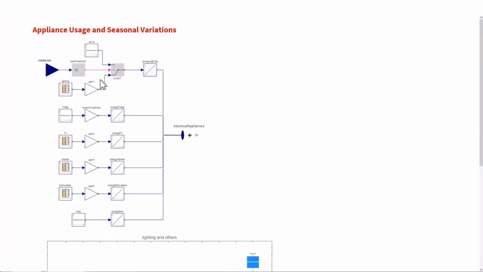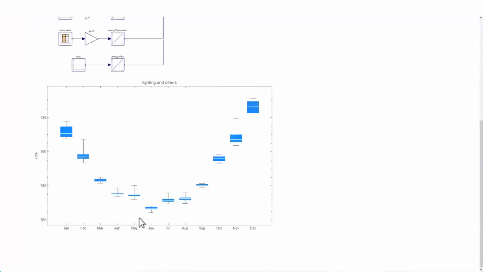The lighting used in the model depends on the irradiance values. As the solar radiation goes below a threshold, lighting is turned on. Here is a compiled plot. You can observe seasonal variations in lighting demand. During winter, with shorter daylight hours, the need for lighting increases, while in summer, longer days significantly reduce lighting requirements.